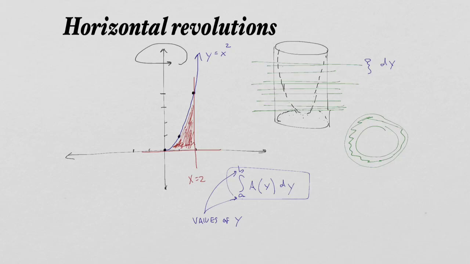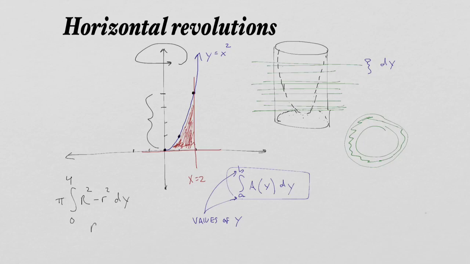So let's go ahead and try to set this thing up. If I look at this shape in the y direction, my limits of integration are going to go from 0 to 4. And I've got washers, right? So I'm going to have pi times some big R squared minus some little r squared with respect to y. So I've got to figure out what's the big radius and what's the little radius.